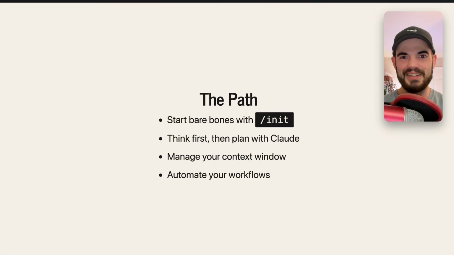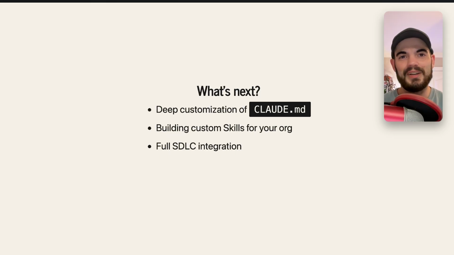So to conclude, here's the path again. The first step should just be starting with Claude Code, bare bones, and then running some sort of introductory command like /init. Then you should get into thinking first, planning with Claude, and then executing with Claude. Then you're going to get into managing your context window and all the different ways of doing that. And there are many other ways of doing that, by the way. I've barely touched on it. Then you're going to get into the idea of how to automate your workflows and starting to use things like MCPs.